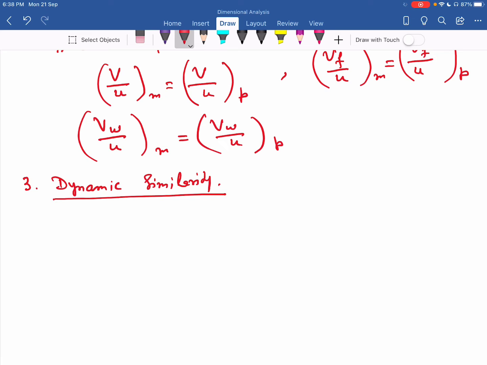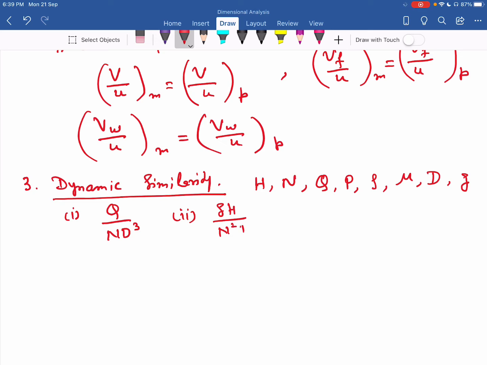Those variables are head, speed, discharge, power, density, viscosity, diameter, and when we see the equation, there is one more, that is g. When we apply the dimension analysis on all these variables, we have a set of pi terms. In the end, we arrive at four terms. One is Q upon N D cube. The second term is gH upon N square D square. The third term is P upon rho g H N D cube. And the fourth term is mu upon rho N D square. So these are the four terms we have.